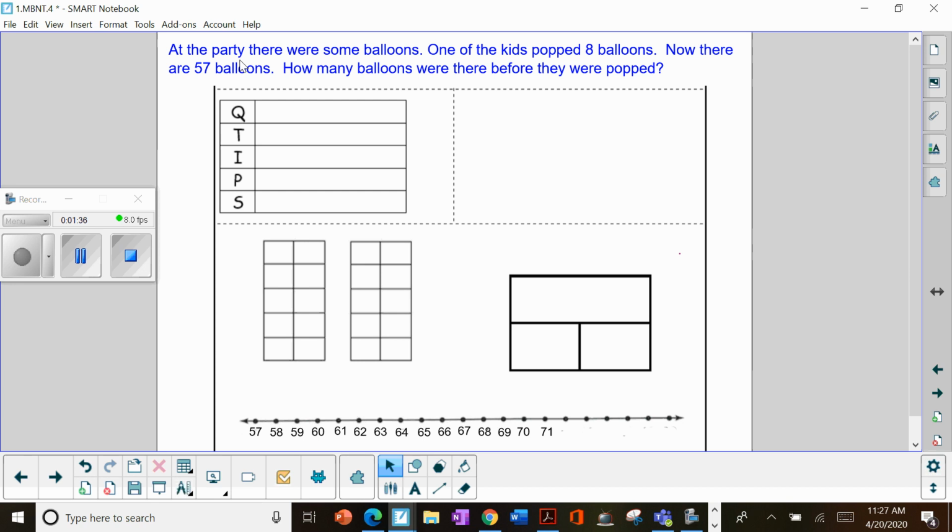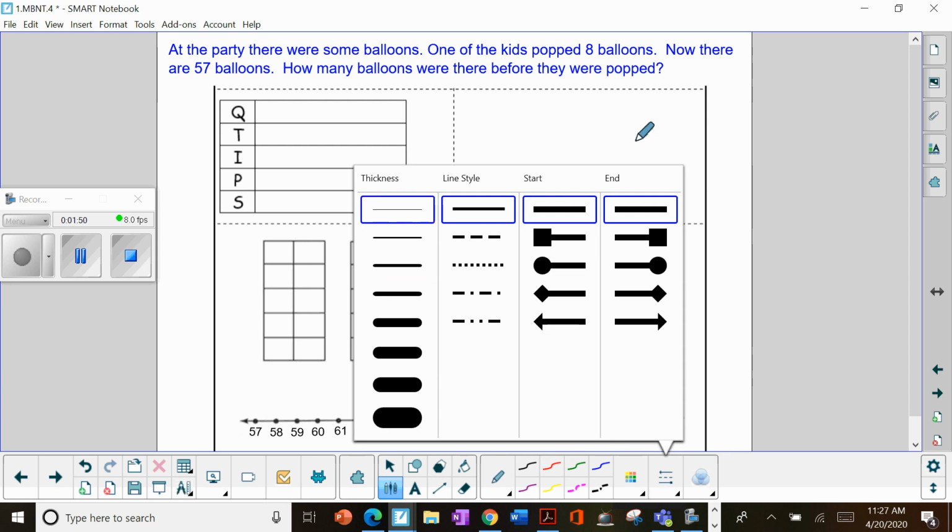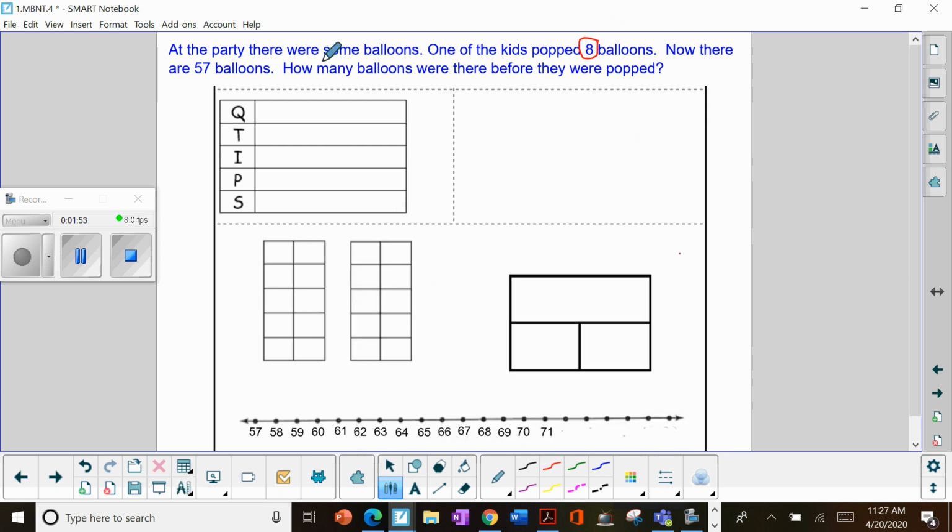So what I always like to do when I'm solving a word problem is identify the numbers that I already know. I know that's skipping ahead a little bit, but I'm actually going to circle the numbers in the word problem. 8 and 57. Okay. Now I'm going to underline my question too. How many balloons were there before they were popped? So in other words, how many balloons did I start with before this kid came and popped them?